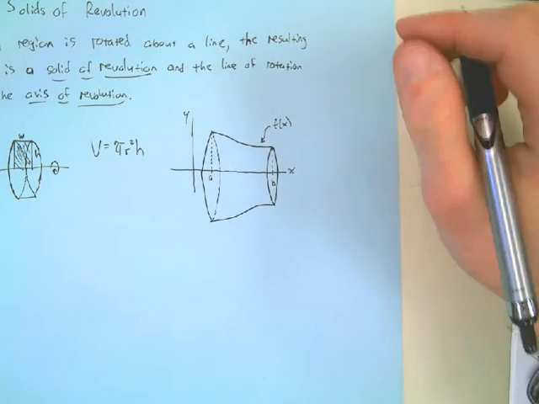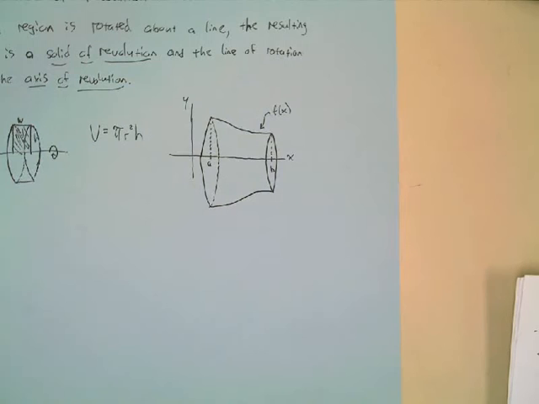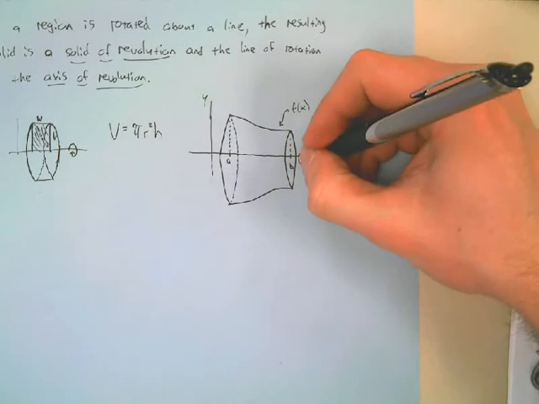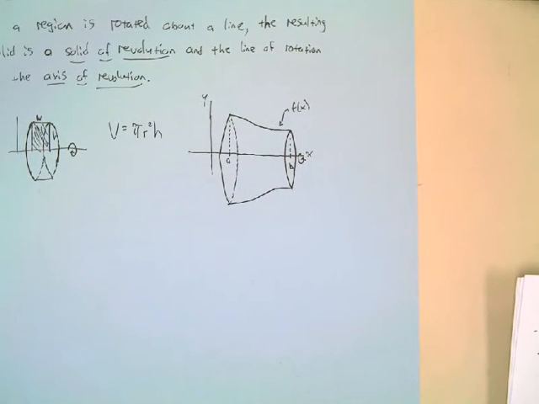We have a lumpy looking thing. I don't have a name for it. Rotate that about the x-axis.